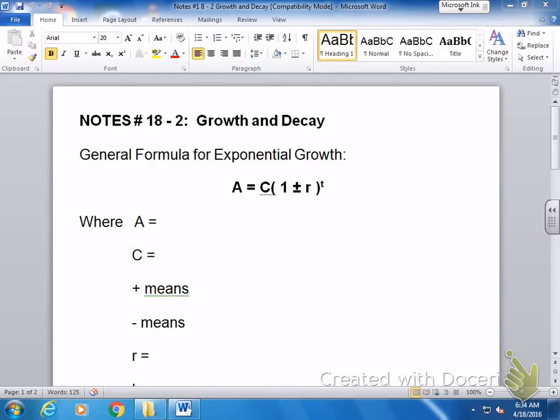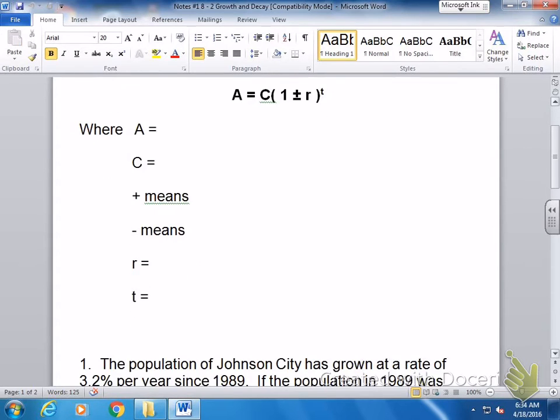The formula is A equals C times 1 plus or minus R to the T. Now, we need to make sure we know what all those variables are, and we can fill them in. So A is going to equal your final amount. This is usually what we're actually looking for. Sometimes they may give us the final amount and we have to work backwards. C is what you call your initial amount or your starting amount. In most of these problems, they'll say starting with some number. That's our initial amount.